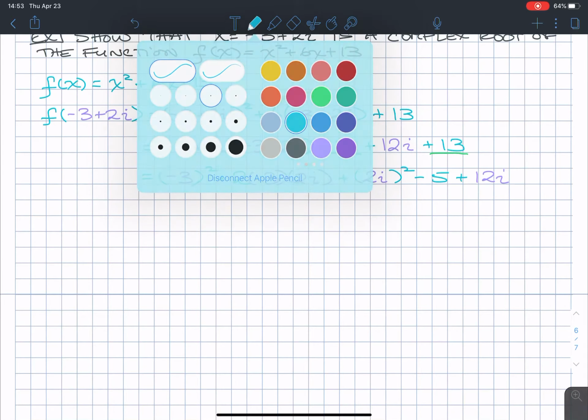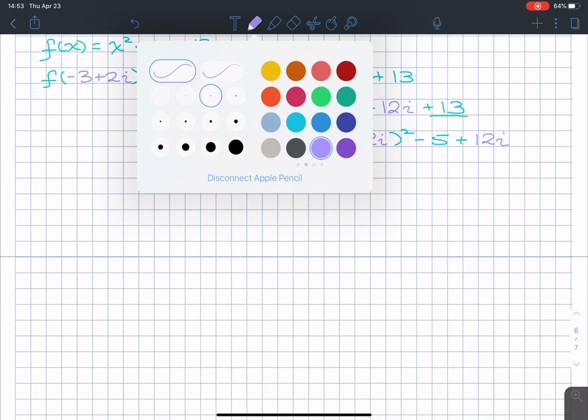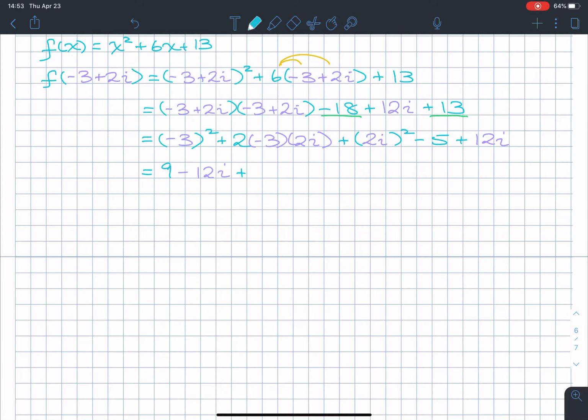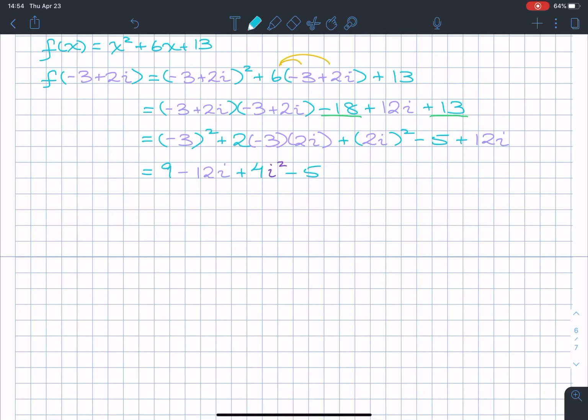Okay, so let's see. Hopefully I'm doing this correctly. Negative 3 times a negative 3 is a positive 9. 2 times 3 is 6 times 2 is 12, so that's going to be a minus 12 times i. Then I have a plus 2 squared, which is 4 times i squared. I'll get back to that in a moment. Then I have a minus 5 and a plus 12i.